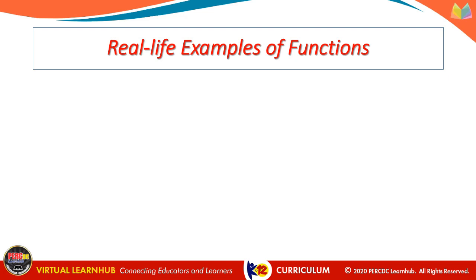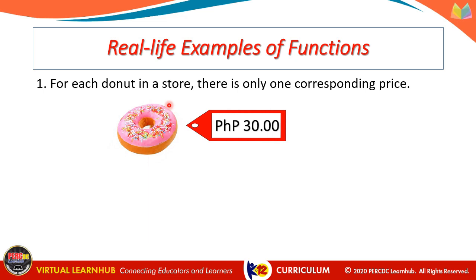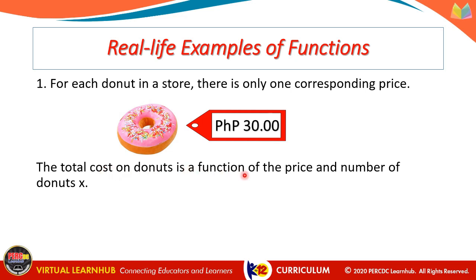Let us have some real-life examples of functions. Example number 1. For each donut in a store, there is only one corresponding price. Say, for example, this donut costs 30 pesos. We can say that the total cost on donuts is a function of the price and the number of donuts x. We can write a function C of x is equal to 30 times x. C of x refers to the total cost and x refers to the number of donuts. If we are to buy 2 pieces of donuts, we have to pay 30 times 2 or 60 pesos. And if we are going to buy 10 pieces of donuts, we have to pay 30 times 10 or 300 pesos.